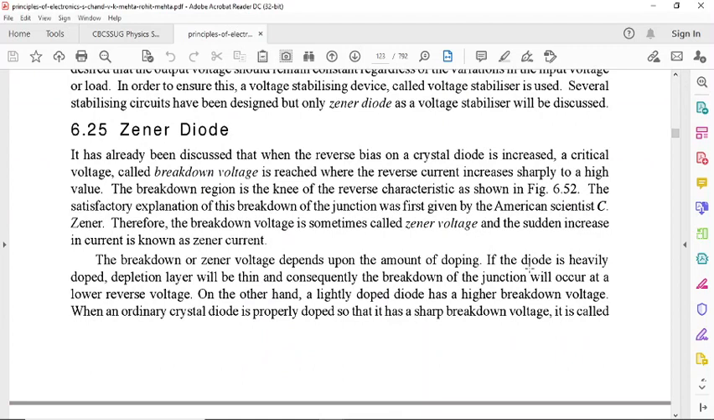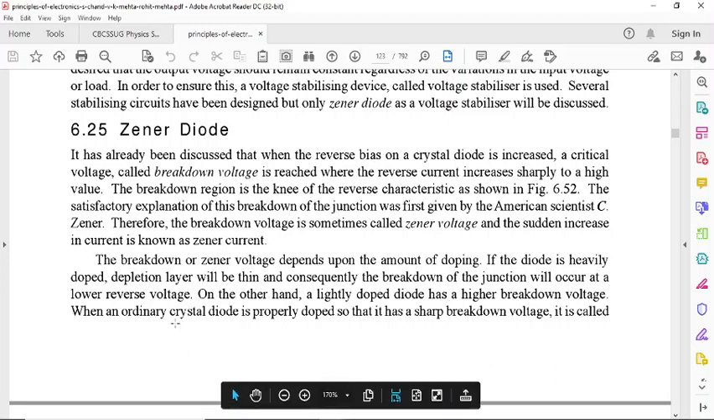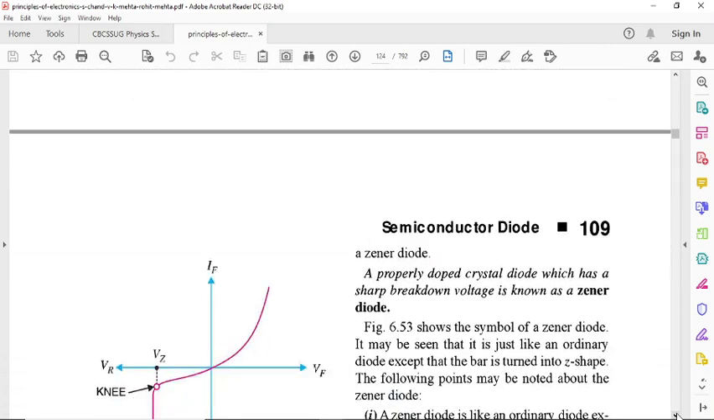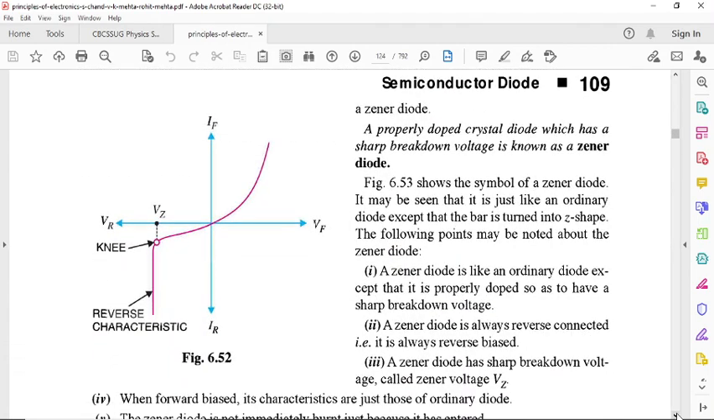If the diode is heavily doped, the depletion layer will be thin, and consequently the breakdown of the junction will occur at a lower reverse voltage. On the other hand, a lightly doped diode has a higher breakdown voltage. When an ordinary crystal diode is properly doped so that it has a sharp breakdown voltage, it is called a Zener diode. അപ്പോൾ നമുക്കൊരു ഡെഫിനിഷൻ അങ്ങനെ പറയാൻ പറ്റും.